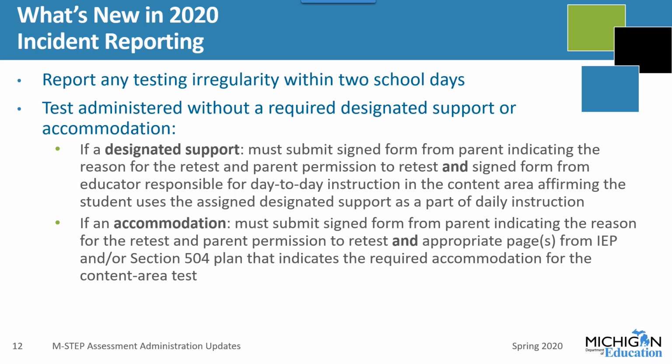For testing irregularities where an accommodation that is assigned in the student's IEP or Section 504 plan was not administered, the signed parent form is still required, and beginning in 2020, you will need to upload the appropriate page or pages from the student's IEP or Section 504 plan. Only upload the page or pages that indicate required testing accommodations.